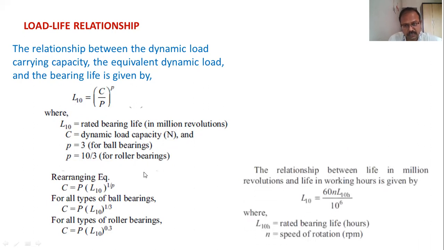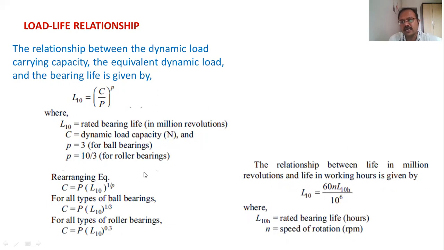So this is the value in million revolutions. But if we want the conversion of million revolutions into number of hours, then there is a simple formula for converting million revolutions into number of hours or vice versa, given as L10 is equal to 60 into n into L10h divided by 10 raised to 6, where n is the speed of rotation and L10h is the rated bearing life in hours. So this is the load life relationship for rolling contact bearings: L10 is equal to (C upon P) raised to p, where p is equal to 3 for ball bearings and 10 by 3 for roller bearings.